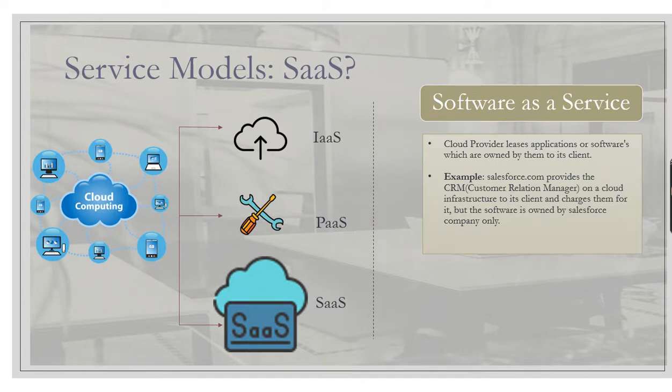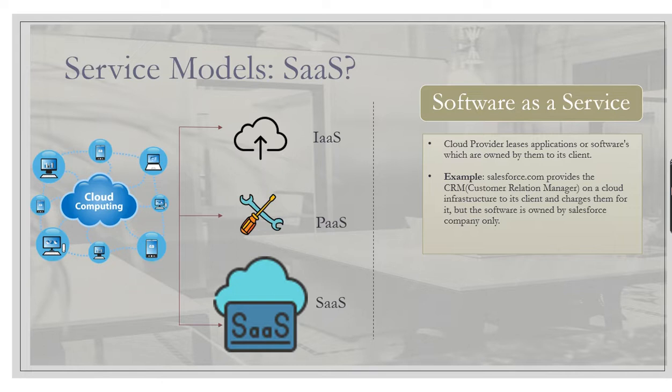Let me give one example of pizza, right? When you order a pizza online from Domino's or any other app, the pizza gets delivered at your home, and you have the pizza at your home only. Here we are not going anywhere, we are just consuming the service. So basically this is software as a service.